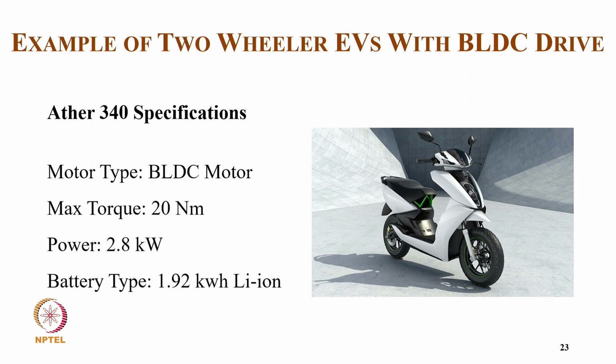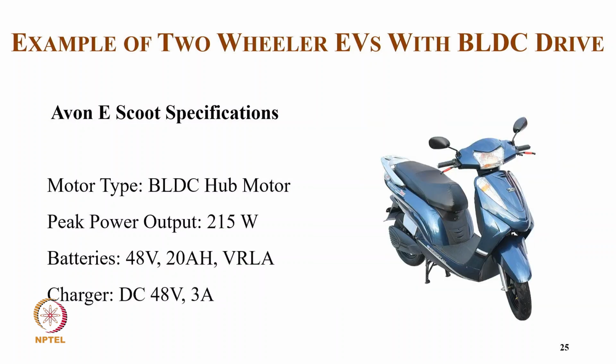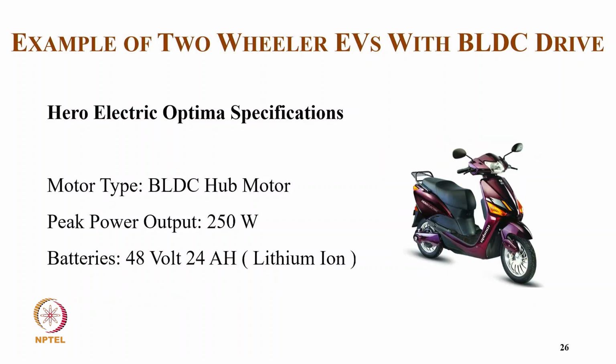And then of course you have the Ather 340 specification, where we use a BLDC motor of 2.8 kilowatt. Then another application is the Ather 450, where we have a motor of typically 5.4 kilowatt. Then the Avon e-scooter specification, where we use a BLDC hub motor with a power rating of 215 watt, with a battery of 48 volt and 20 ampere hour only. There is another 250 watt with Hero Electric.